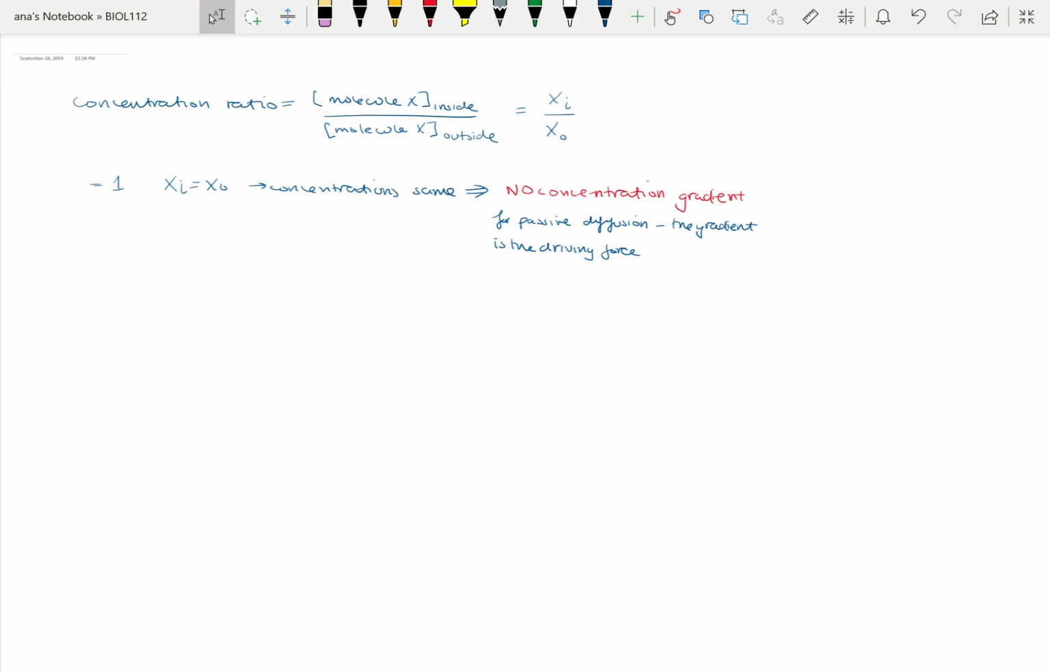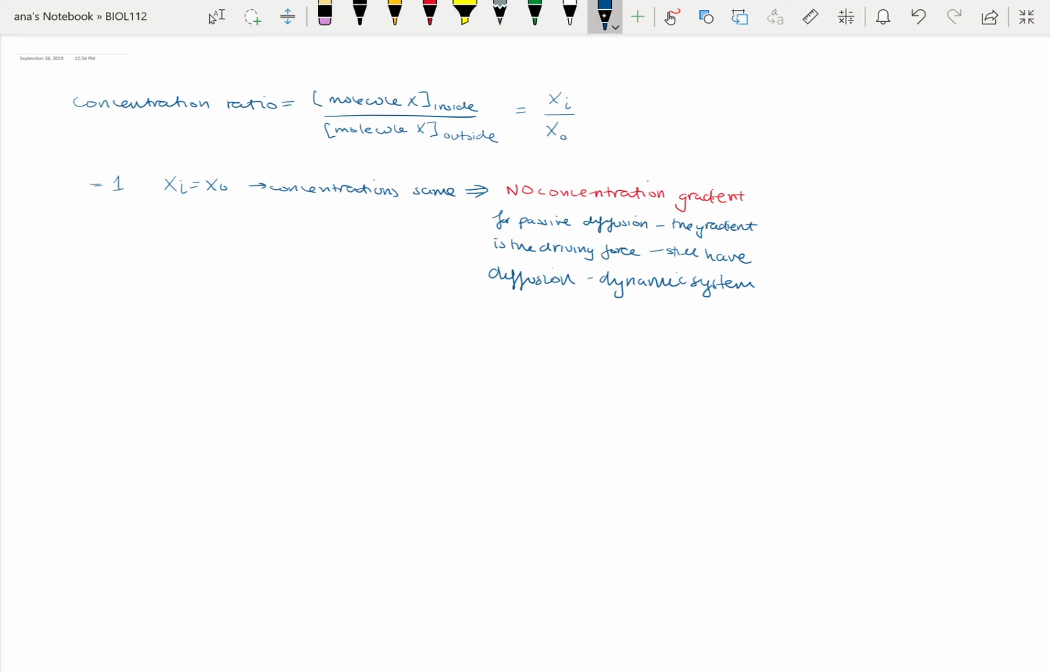What you will have though is you will still have diffusion occurring. So things are still moving in and out, right? Because we have to remember that it's a dynamic system. So things are still going to be moving in and out, but really we want to remember that generally that concentration ratio is going to stay around 1.